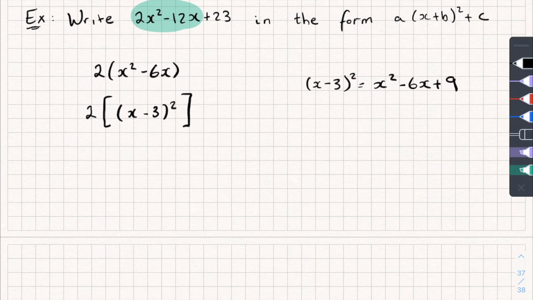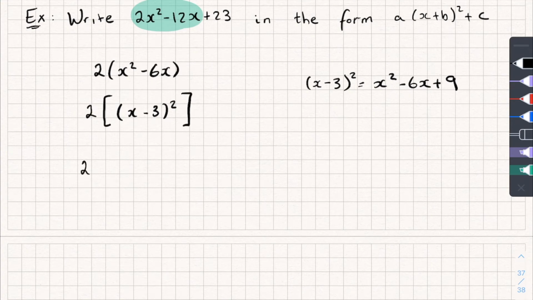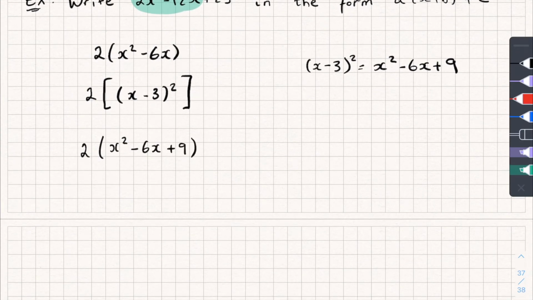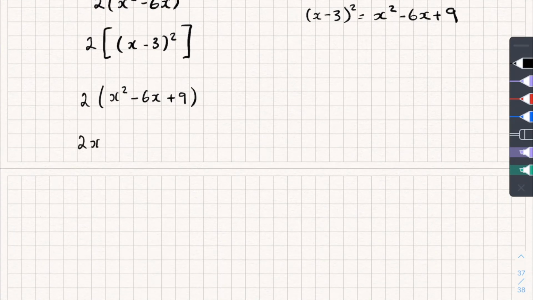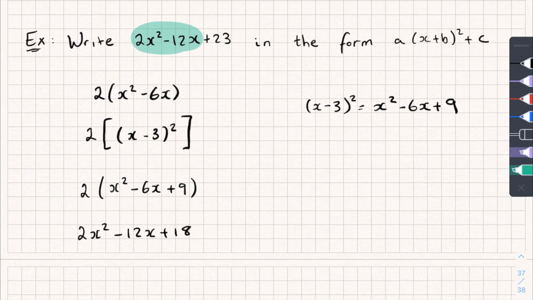So let me write that. I've got two lots of x squared minus 6x plus 9. Now let's see what happens if I expand these brackets. So if I expand it, I'm doing 2 times x squared, 2 times negative 6x, and 2 times 9. So let's work that out. We're going to get 2x squared minus 12x plus 18. Now let's take a look at the first two terms. You'll notice they're the same as the original. The only difference is, again, this constant term is plus 18, but I want it to be plus 23.